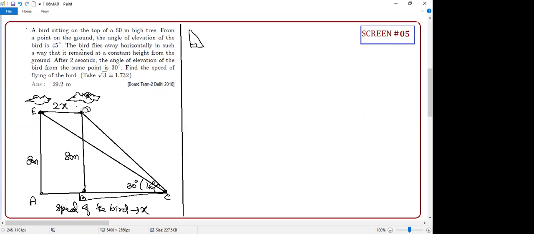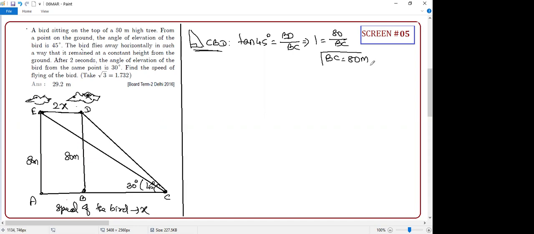Which triangle am I taking? CBD. Same mantra. First, what will you take? Tan 45 degrees. Opposite is BD, adjacent is BC. Guys, tan 45 equals what? 1. Tan 45 equals BD over BC. BD equals 80. So eventually you will get BC equal to 80 meters. Correct or not? This is what I said directly, student.